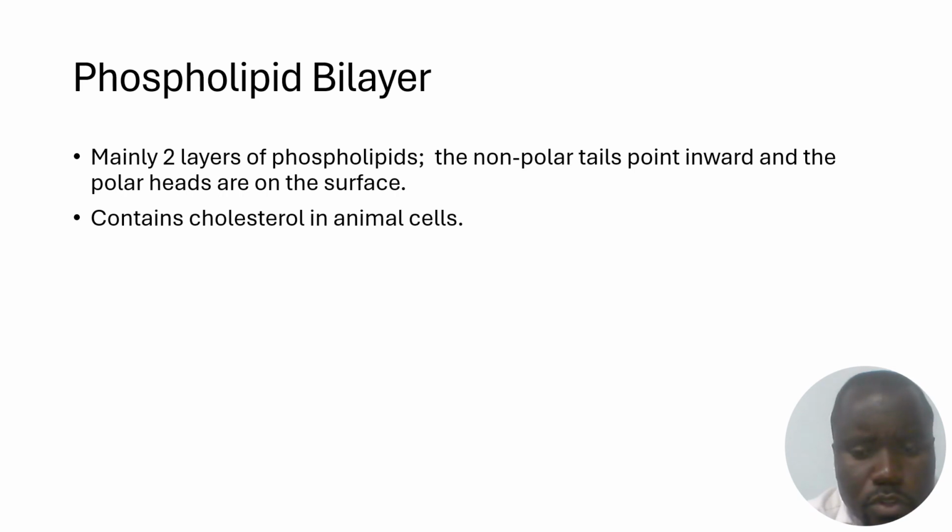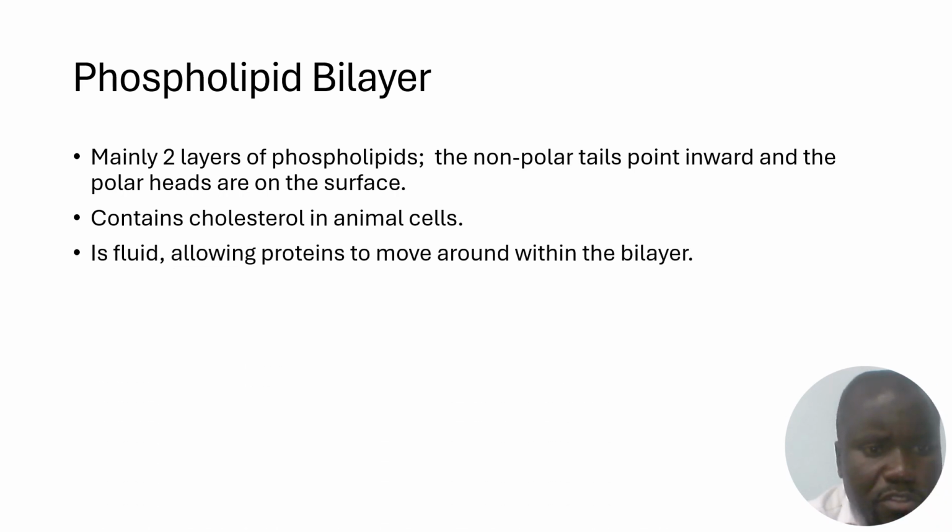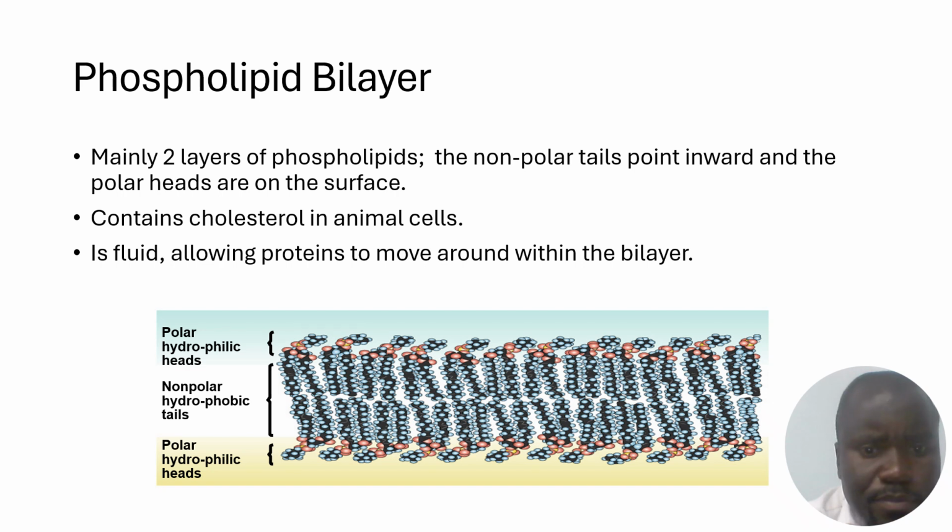The bilayer also contains cholesterol. As in animal cells, cholesterol is very, very important. We're going to see how it improves fluidity and the ability of the two layers of phospholipids to slide. We have talked about how the bilayer is fluid, allowing proteins to move around within the bilayer, and also the two layers sliding one on the other.